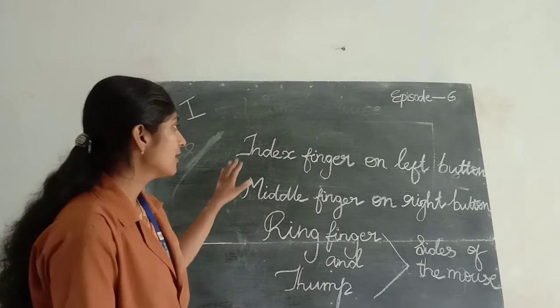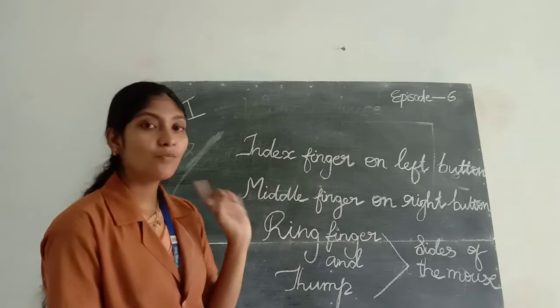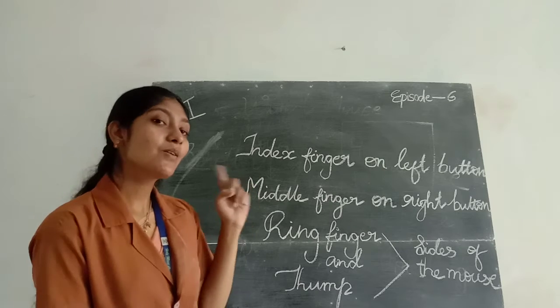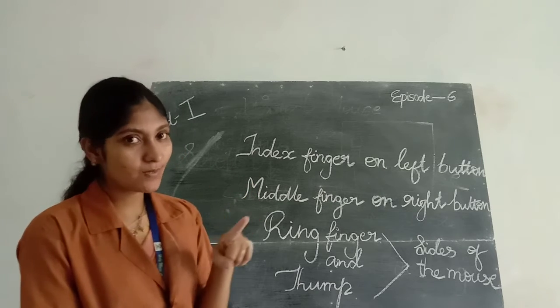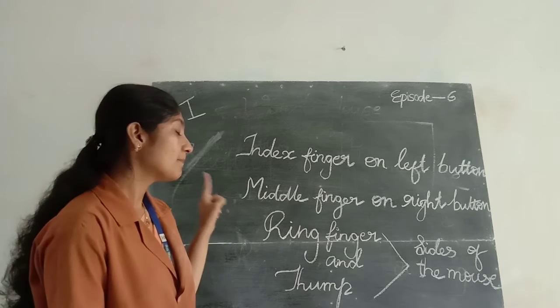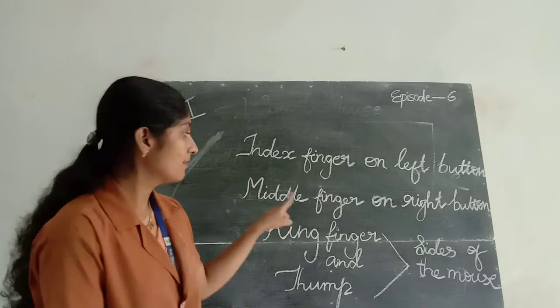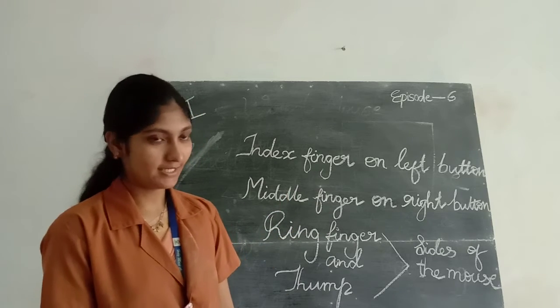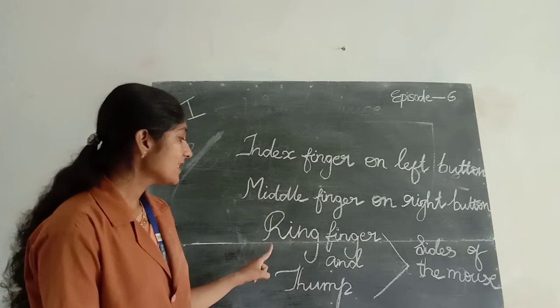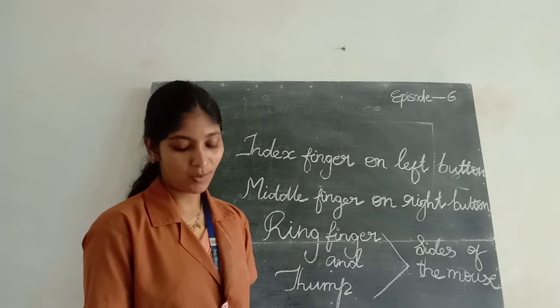Place your index finger on which button? Left button. Place your middle finger on which button? Right button. Middle finger on right button. Then place your ring finger and thumb on the sides of the mouse.